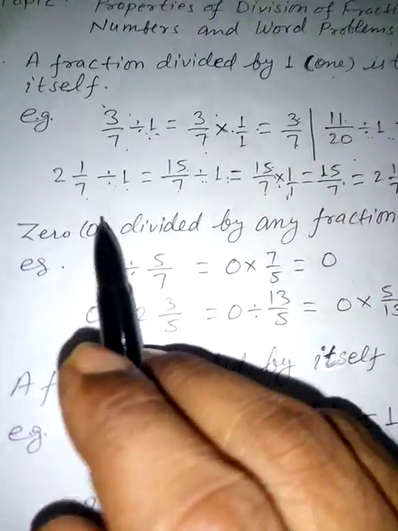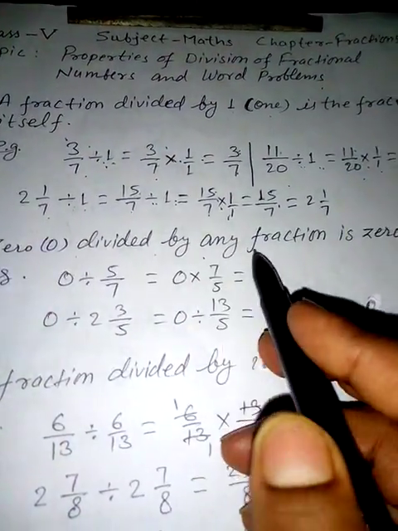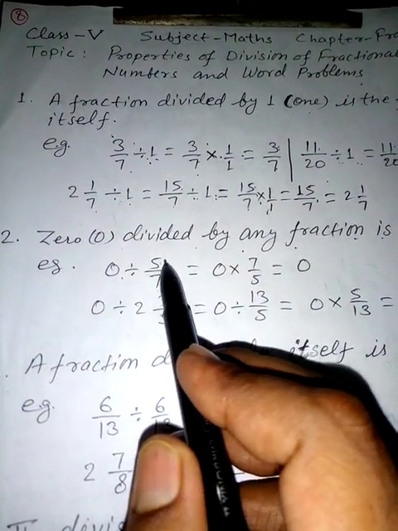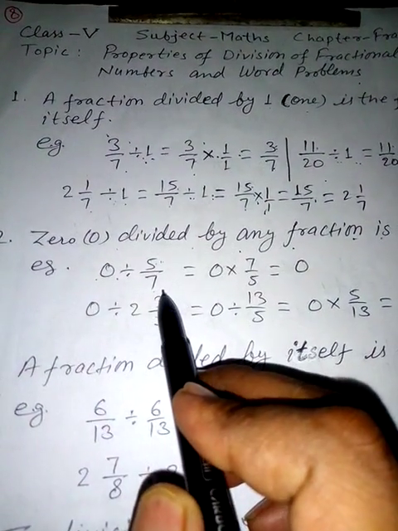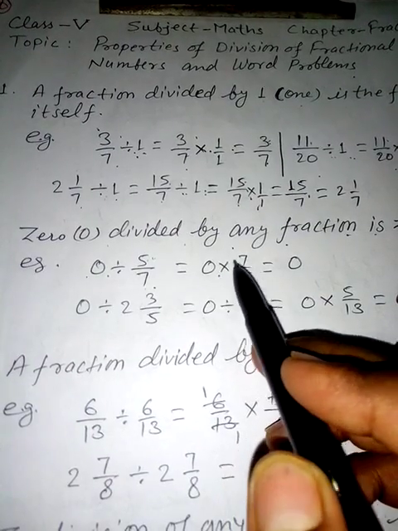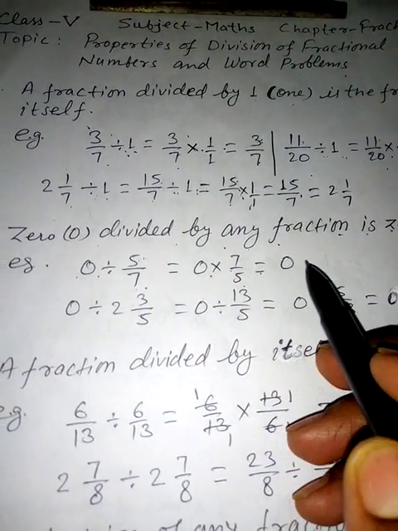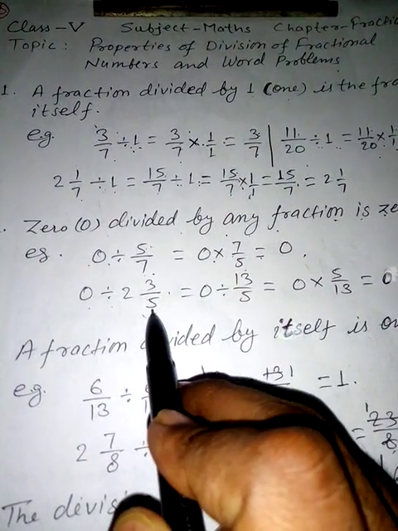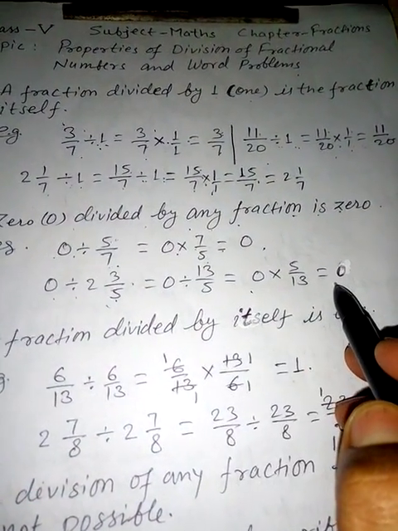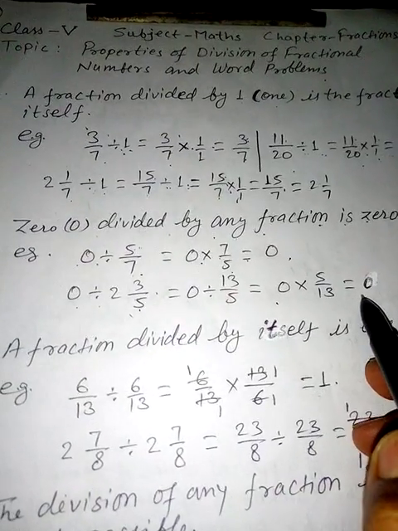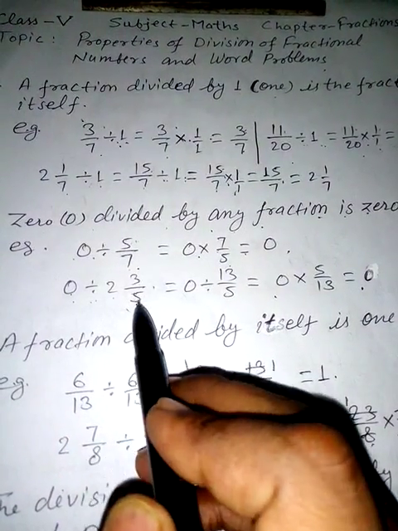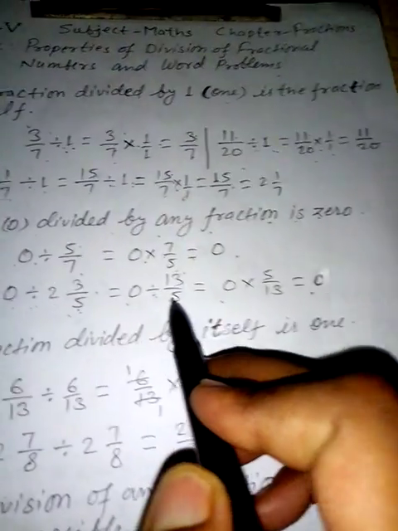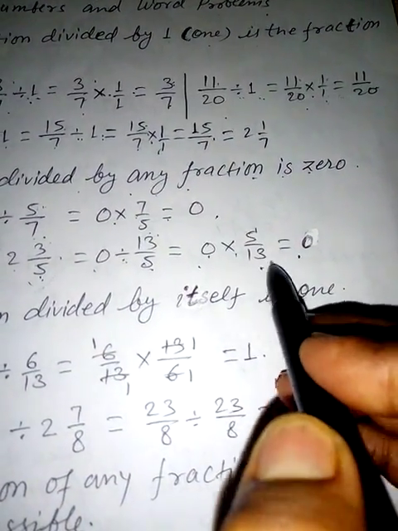Now 0 divided by any fraction is 0. If you divide 0 by any fraction, 0 divided by 5 by 7, or 0 multiplied by 7 by 5, you will get 0. It means 0 divided by any fraction, you will get 0. You can see here 0 divided by 2 whole 3 by 5, that is 0 divided by 13 by 5, and 0 multiplied by 5 by 13, that is 0.